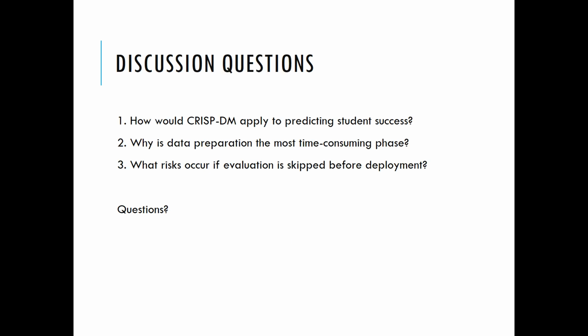And to wrap up today's session, I want to leave you with 3 discussion questions. These are great for thinking about how to apply what we've learned. Number 1, imagine you work for a university. How would you apply the 6 phases of CRISP-DM to a project aimed at predicting student success, for example, identifying students at risk of dropping out before their second year? What would business understanding look like?